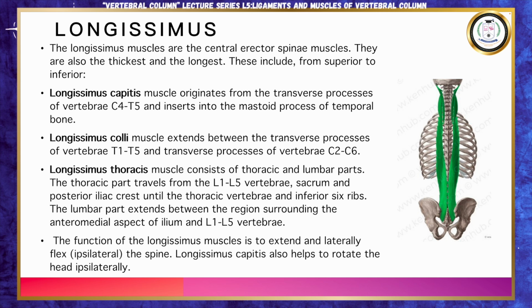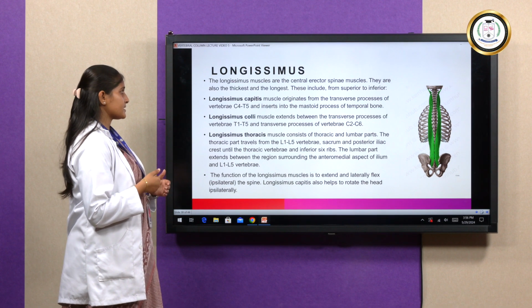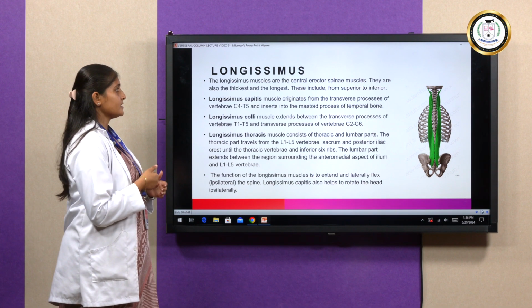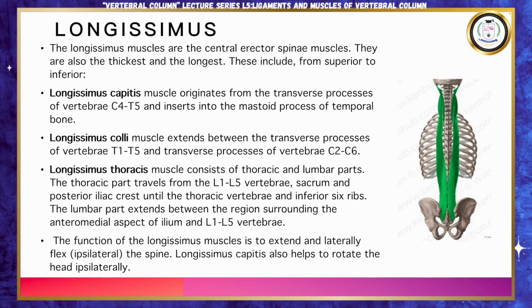Next we have another muscle called the longissimus. This longissimus muscle is the central erector spinae muscle. It is also the thickest and the longest muscle. These muscles include three divisions: longissimus capitis, longissimus colli and longissimus thoracis.